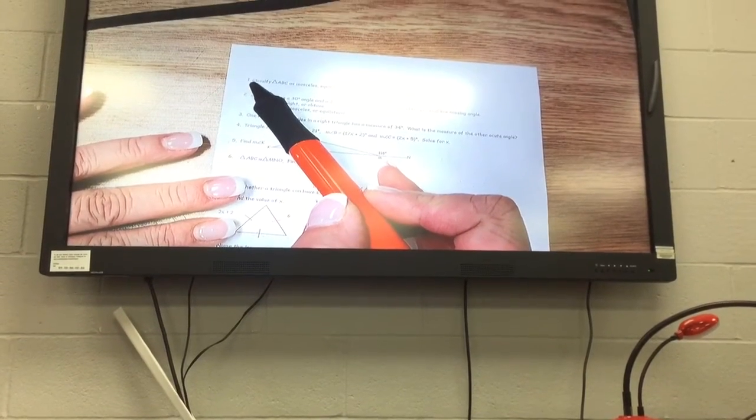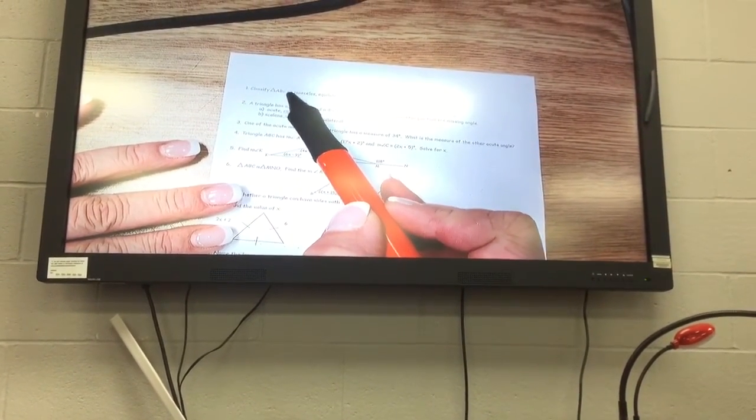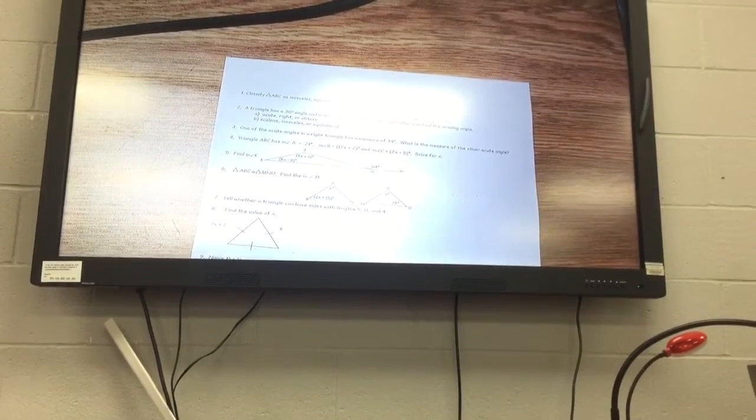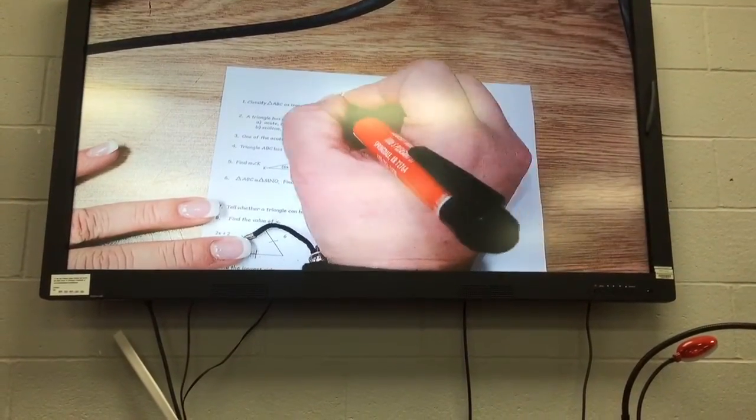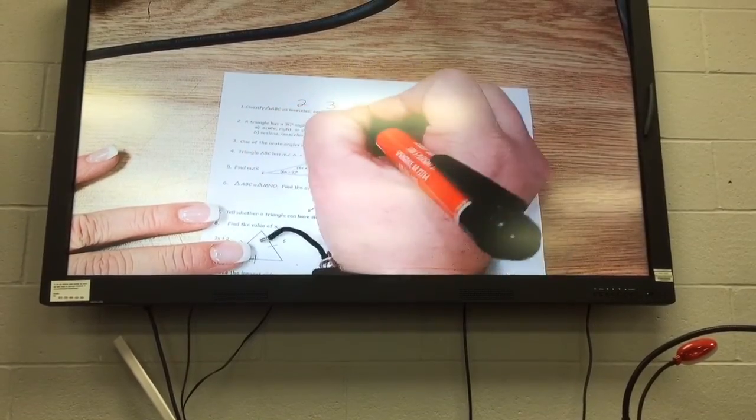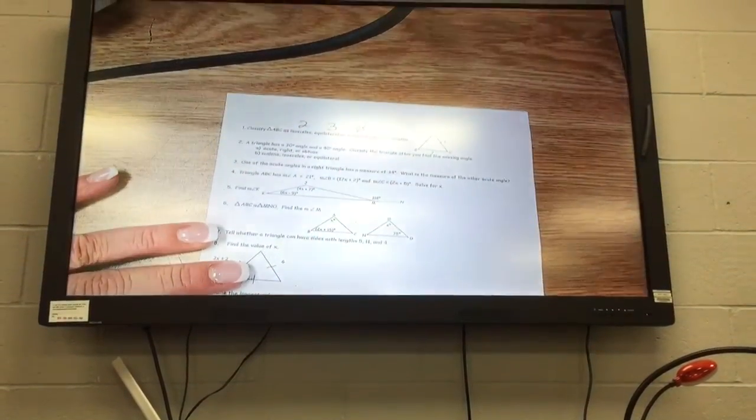All right, this triangle says classify triangle ABC as isosceles. Isosceles means two sides are the same. Equilateral means three sides are the same. And scalene means no sides are the same.